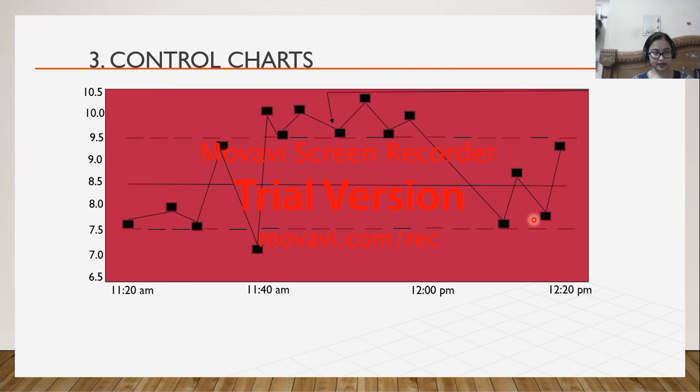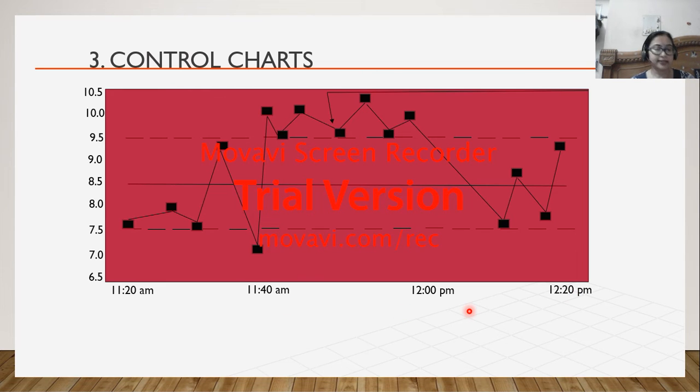What are control charts? Control charts are a way of visualizing how processes are doing over time. Like in our example, we have taken a time range from 11:20 a.m. to 12:20 p.m. and are just monitoring our process within this time period. We are able to track what processes are functioning in what manner during this time slot.